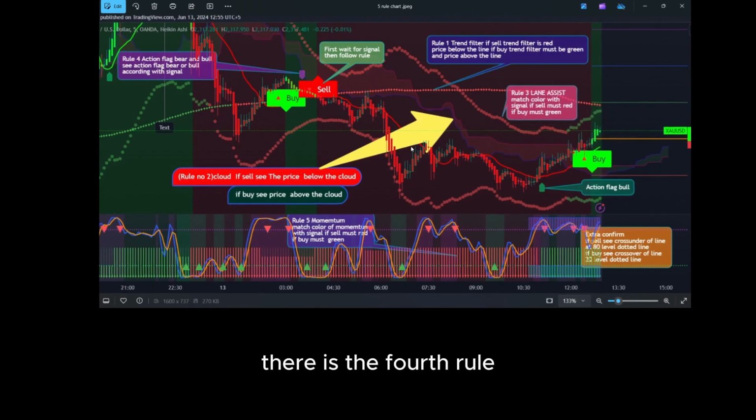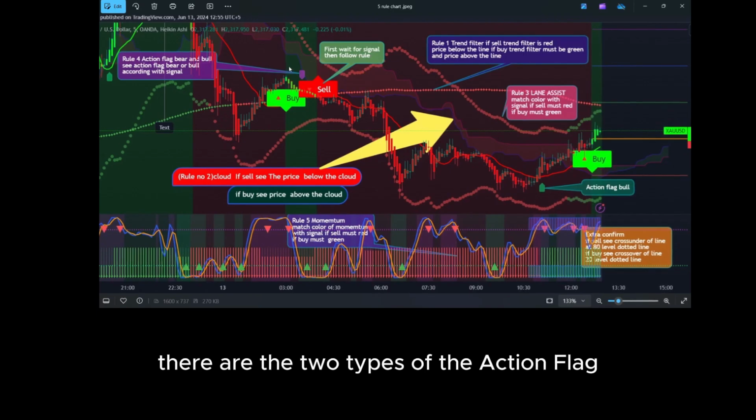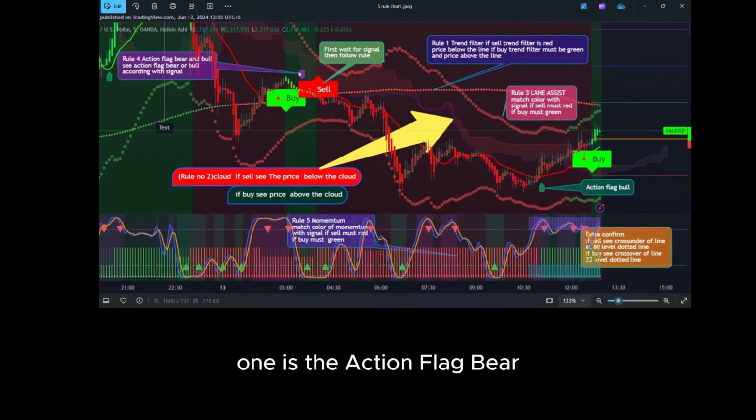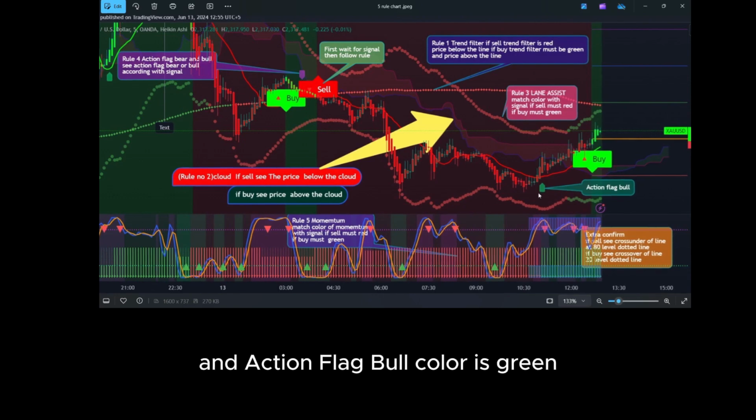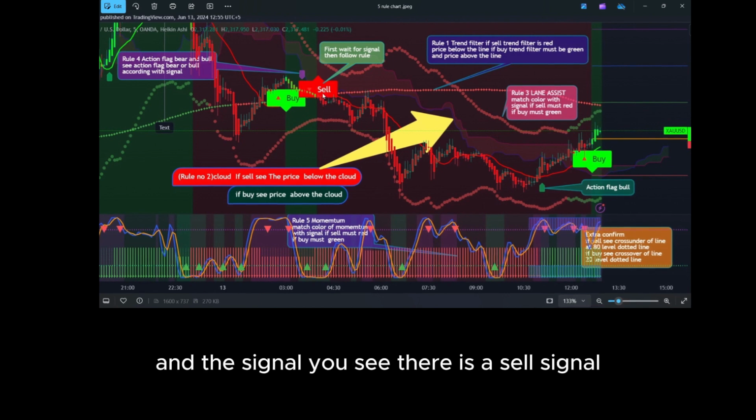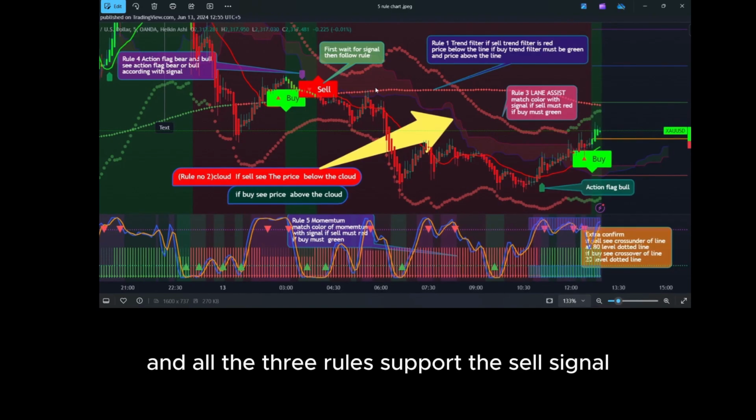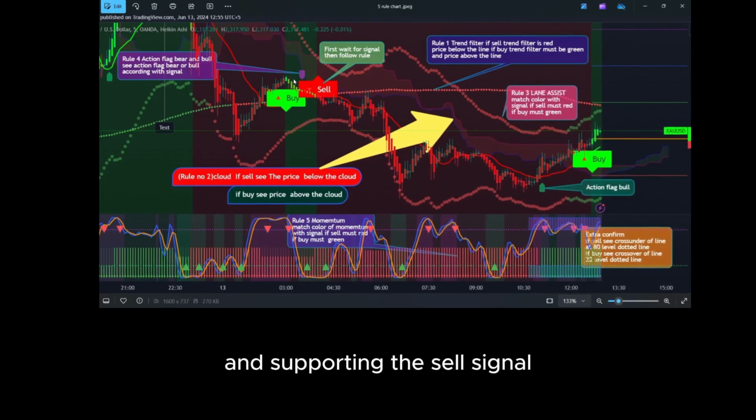There is the 4th rule. The 4th rule is based on the action flag. There are 2 types of the action flag. One is the action flag bear, and the second is action flag bull. By default, the action flag bear color is purple, and action flag bull color is green. If 3 rules are fulfilled and you see there is a sell signal, and all the 3 rules are supporting the sell signal, then check the 4th rule. The 4th rule, action flag bear, is also available and supporting the sell signal. Then come on to the 5th rule.